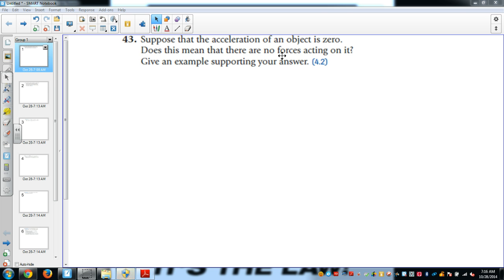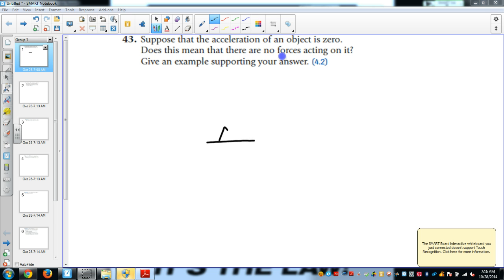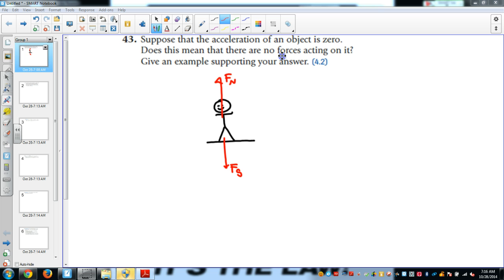The answer is no, because just me standing on the ground right now talking to you, there's gravity forcing me straight down, and there's a supporting force provided by the floor that's lifting me straight up. So just any regular old person standing on the ground, there's gravity and there's a supporting force. So no.